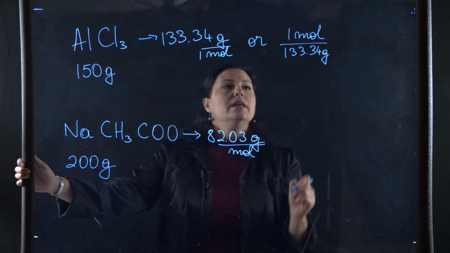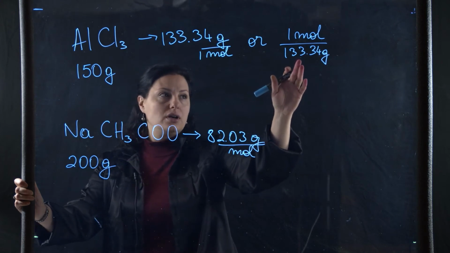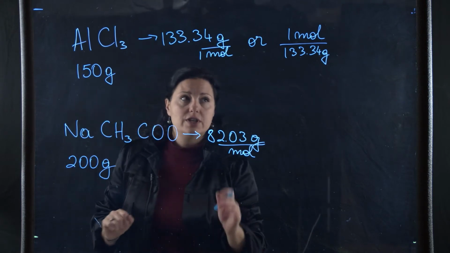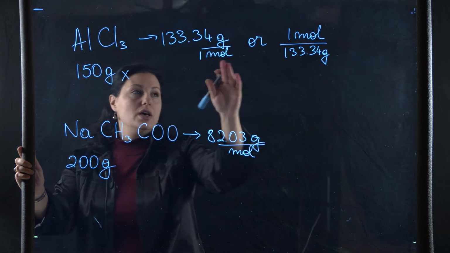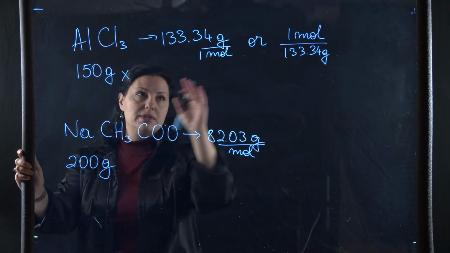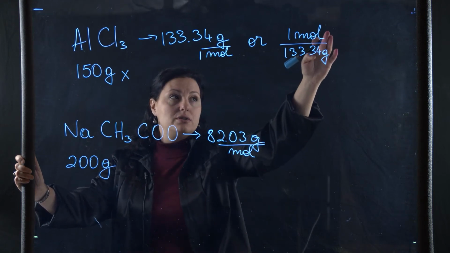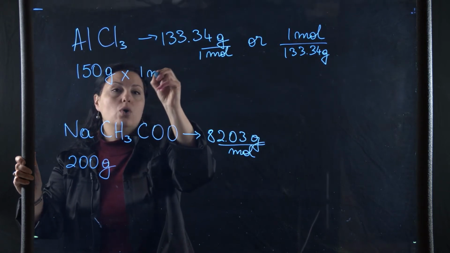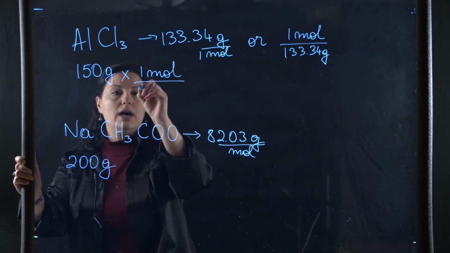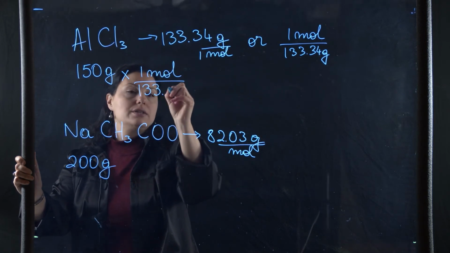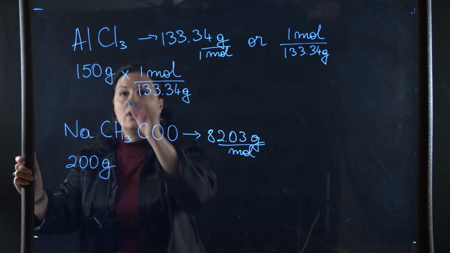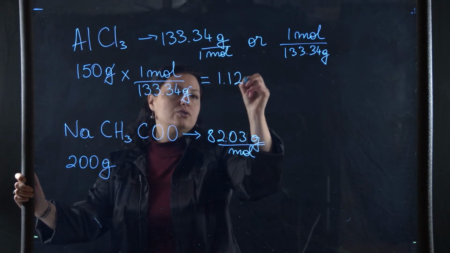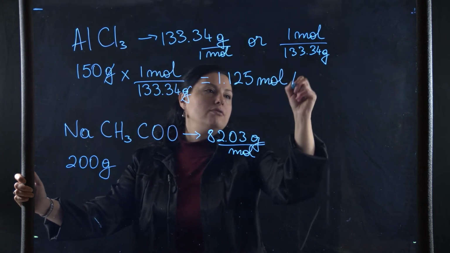So I use either this or 1 mole over 133.34 grams. Now, never start with the conversion factor, which is the molar mass. Always start with the amount that you're given. You're given 150 grams. So you want to choose the conversion factor that will get rid of the grams and leave you with the unit that you want, which is the moles. I want moles on top, I want grams to cancel, so this is the one that I need to use. 1 mole over 133.34 grams. My grams will cancel, and that will give me about 1.125 moles of aluminum chloride.